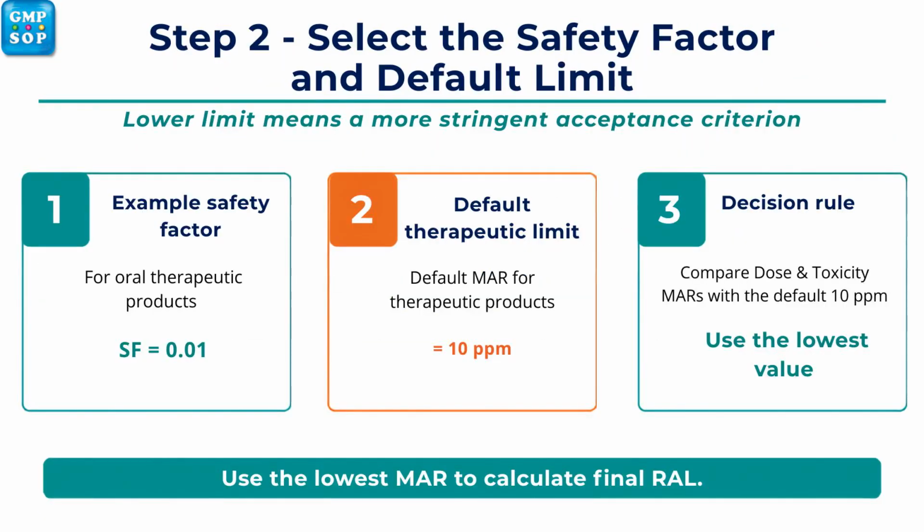Step 2 is to select the safety factor and the default limit. For this oral solid dose example, we will use a safety factor of 0.01. The default therapeutic product MAR is 10 parts per million. After calculating dose MAR and toxicity MAR, you have to compare both values with 10 parts per million. You should select the lowest value as your swab and rinse acceptance limits. The lowest value gives the most stringent acceptance criterion.